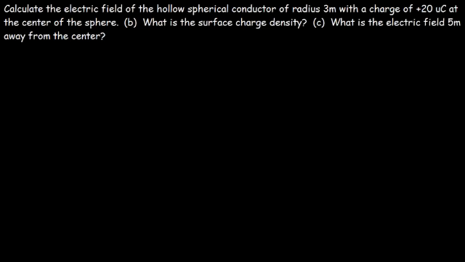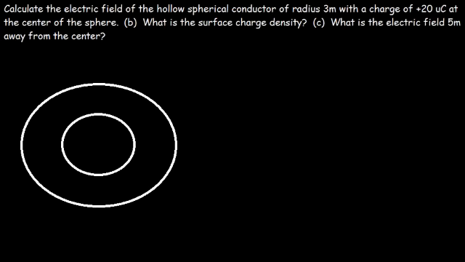So in this problem, we have a hollow spherical conductor. The radius of this conductor is 3 meters. Let's represent that by using capital R. And our goal is to find the electric field at the center of the sphere. The electric field inside a conductor is equal to 0.